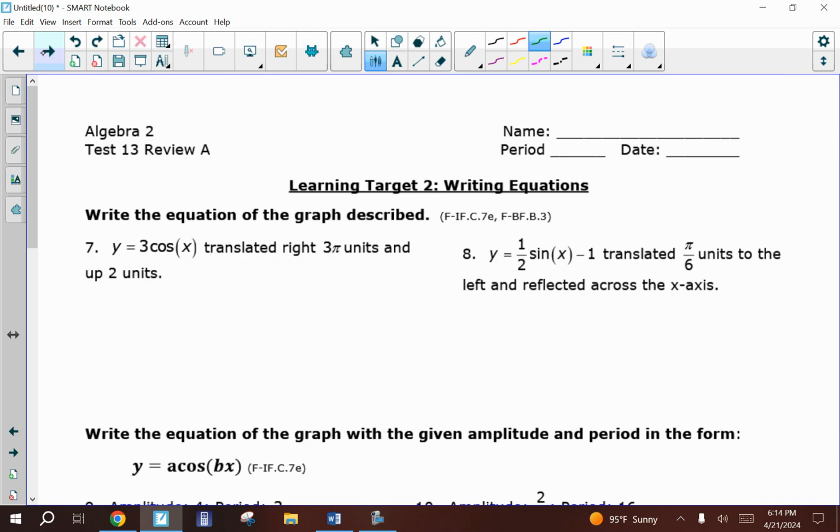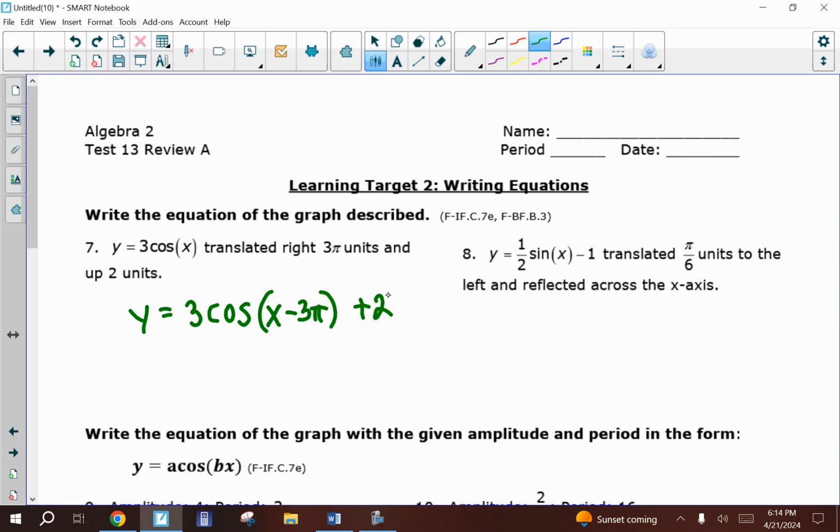Okay, so now we have to write equations based on some transformations. Just remember that your transformations work exactly like all the shapes that we've ever done this year. A is in front, H is inside, and K is at the end. So it says write the new equation, and it has to be translated right. So I'm going to leave the 3 in front. And because it's going to the right, usually right would be positive. So I'm going to make this a -3 pi in here. And then they want it to go up 2 units. Up and down movements are always at the end, so it's +2.